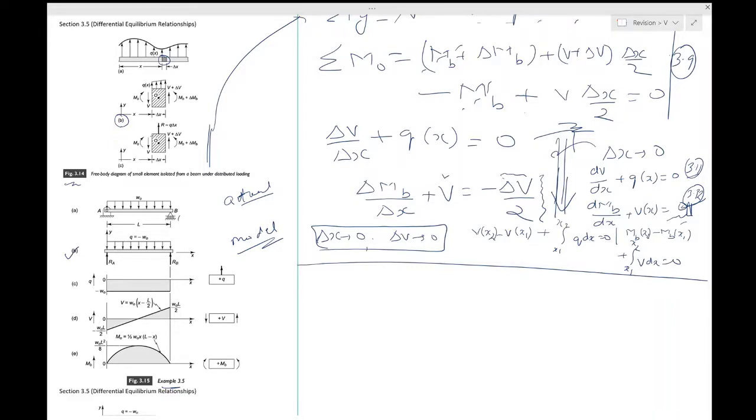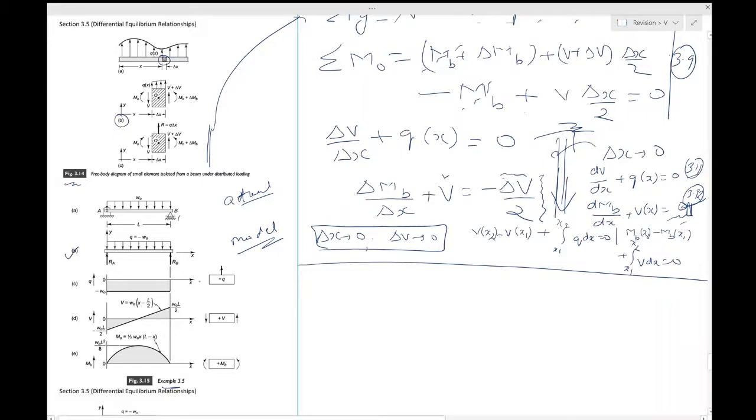Since the loading is also vertical, the remaining reaction RA at the pin can only be vertical if the beam is to be in equilibrium. So we already discussed this. Now look at 3.15c. We have sketched the loading diagram. Q is equal to minus W naught.